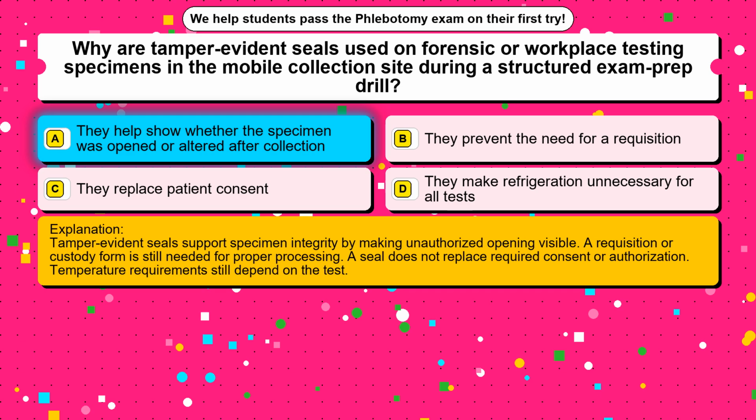Tamper-evident seals support specimen integrity by making unauthorized opening visible. A requisition or custody form is still needed for proper processing. A seal does not replace required consent or authorization. Temperature requirements still depend on the test.